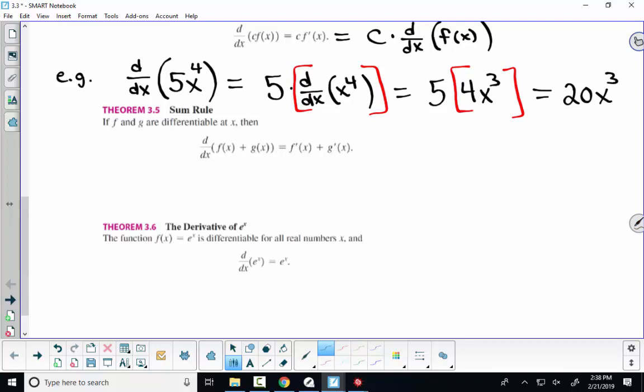The sum rule is really the sum and difference rule, because the difference is defined as addition of the opposite. So if you want to think about this as positive and negative, whether we're adding or subtracting. Basically, this rule is saying that if you've taken the derivative of the sum or difference of multiple functions, then the derivative operation can be distributed across sums and differences. So that's equivalent to saying that's the derivative of f of x plus or minus the derivative of g of x.